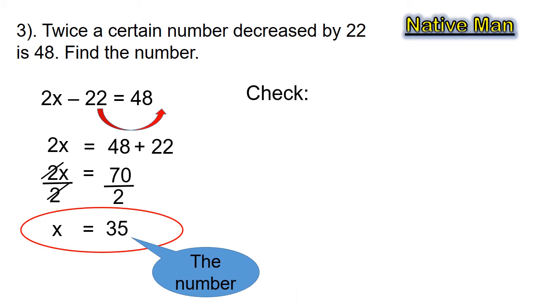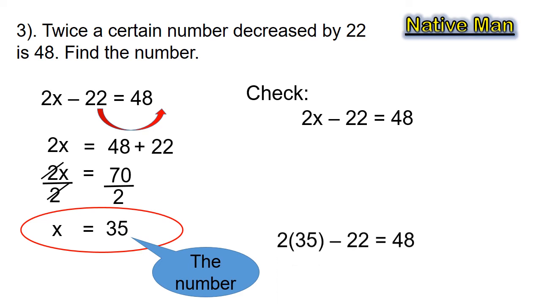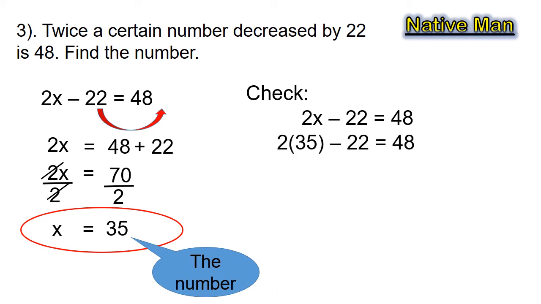So, let's try to check if our answer is correct from the equation. 2x minus 22 is equal to 48. So, substitute po natin yung x which is 35. So, 2 times 35 minus 22 is equal to 48. 2 times 35 is 70. Minus 22 is equal to 48. 70 minus 22 is 48 is equal to 48. And this is correct.